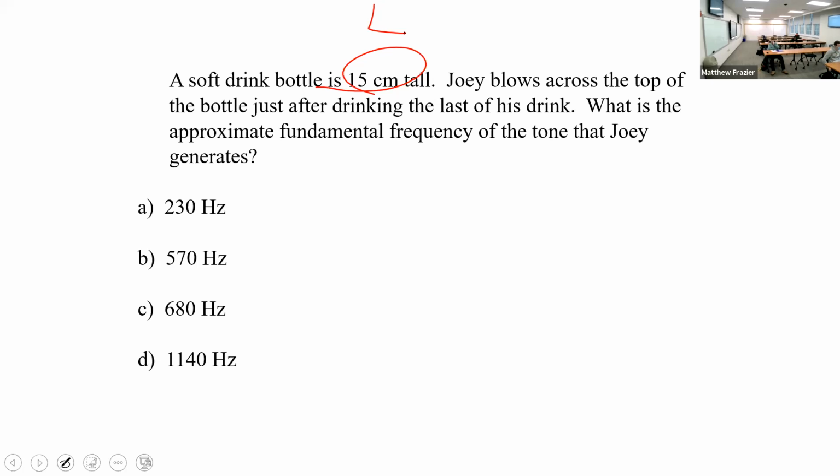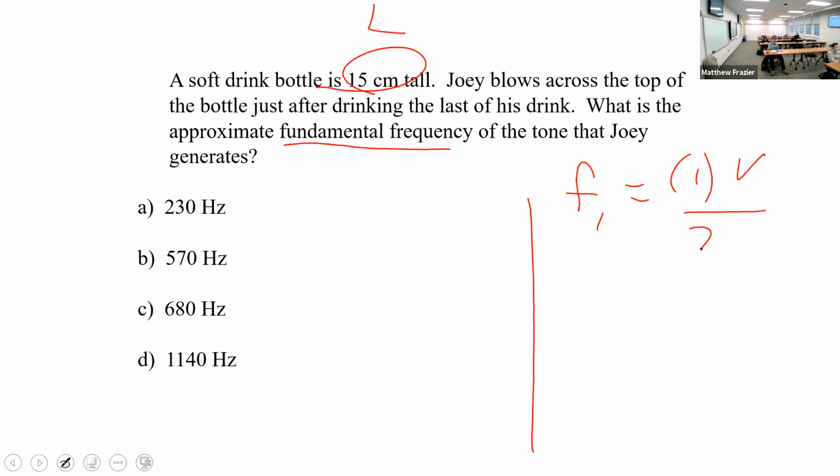So this is one of those problems where there's a little bit of information left out. There's a couple different ways to work it. But we are asking for the fundamental. So on the right, we can say the fundamental frequency is going to be 1 times the velocity over 4L.